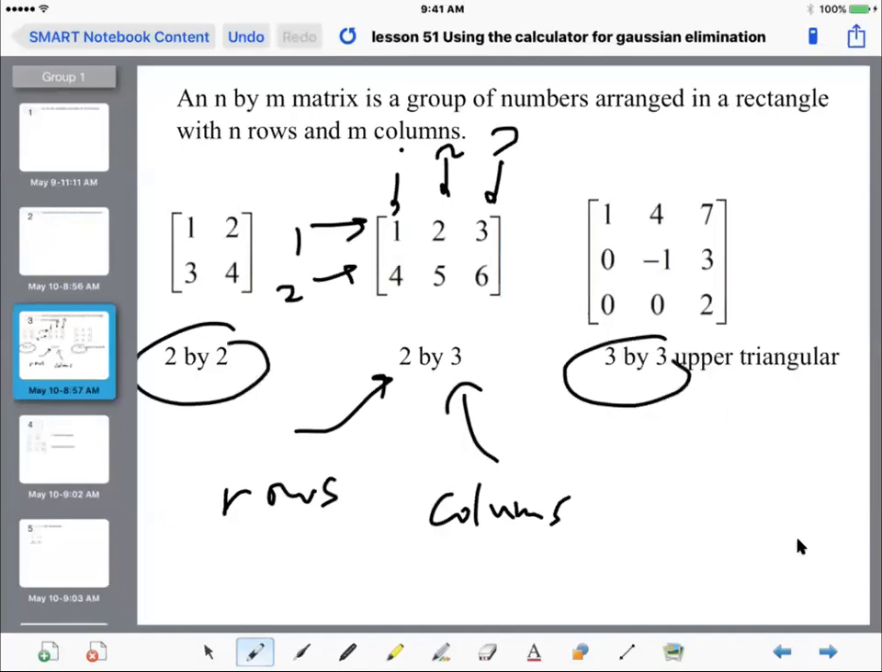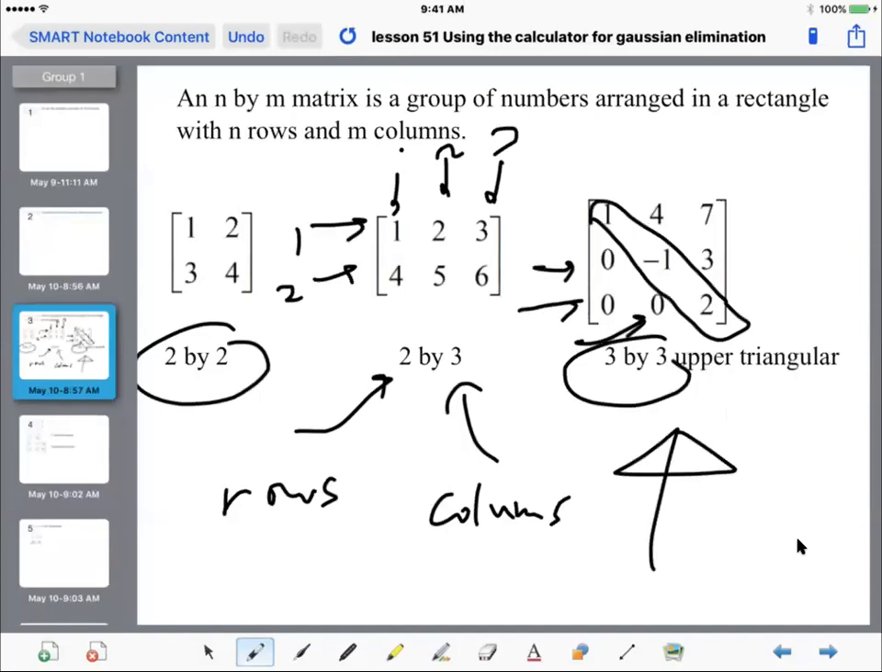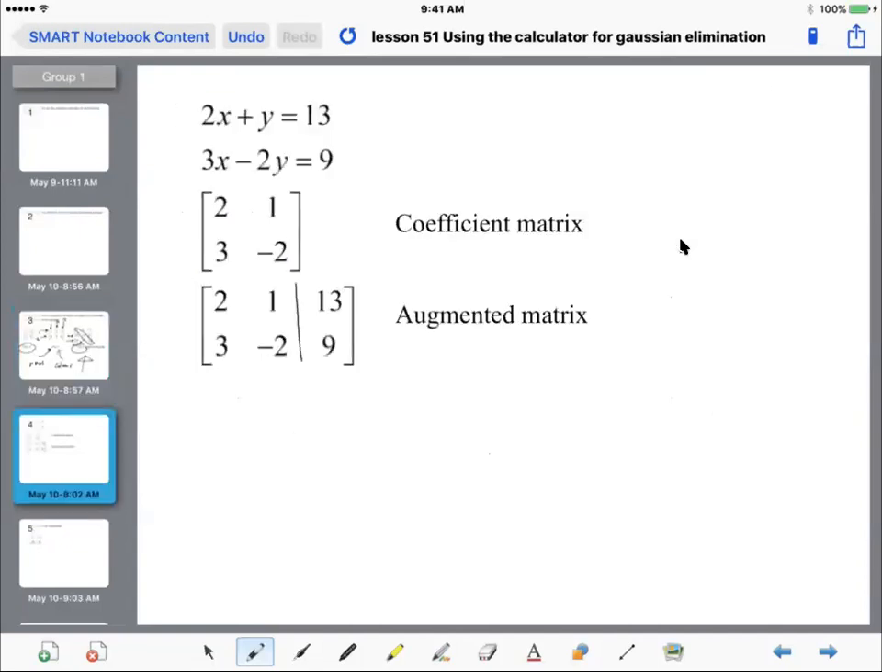And a square matrix like this one, if along this diagonal everything below it is a 0, it's called an upper triangular matrix. But at its most abstract, a matrix is nothing more than a bunch of numbers in a rectangle. When we give meaning to these matrices, they're going to be useful for doing things. Today I'm going to show you how they can be used to simplify the Gaussian elimination process.